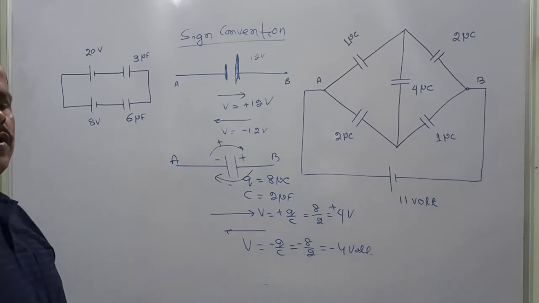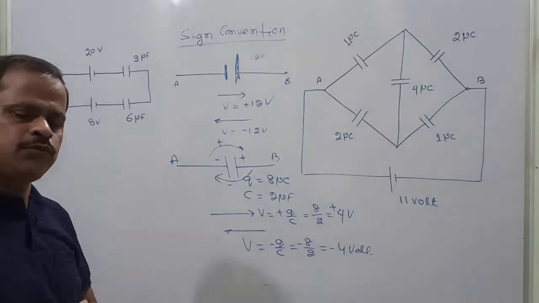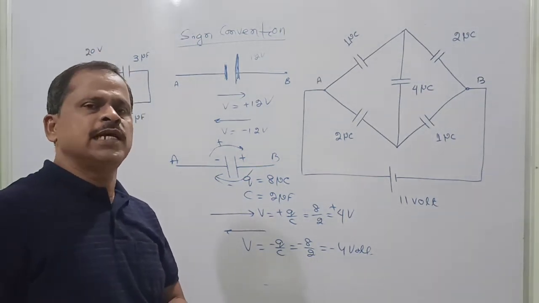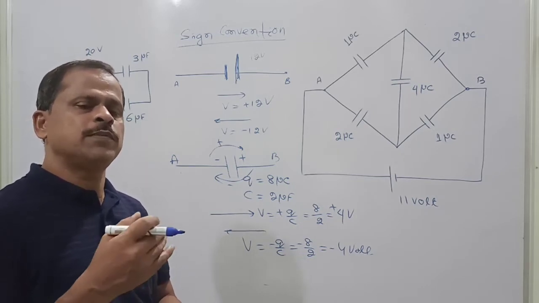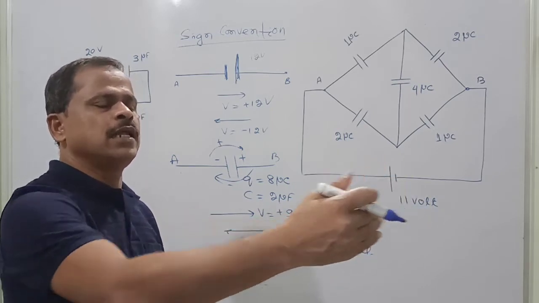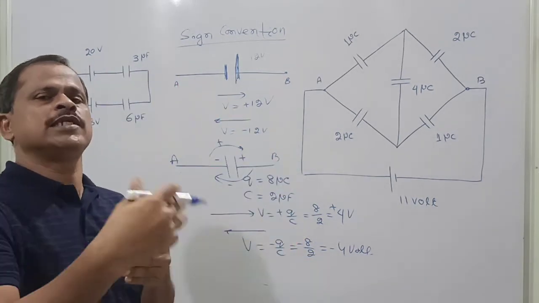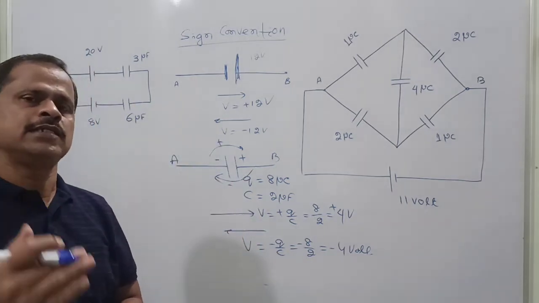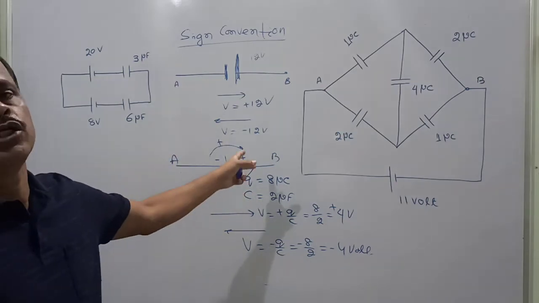The convention is very simple and logical. If you are gaining potential, it is positive. If you are losing potential, it is negative. The question is when to gain and when to lose. When you are moving along a path, if you first come to the negative plate and then go to the positive plate, there is a gain. If first is the positive plate, then the negative plate, there is a loss. Then you write plus or minus accordingly.